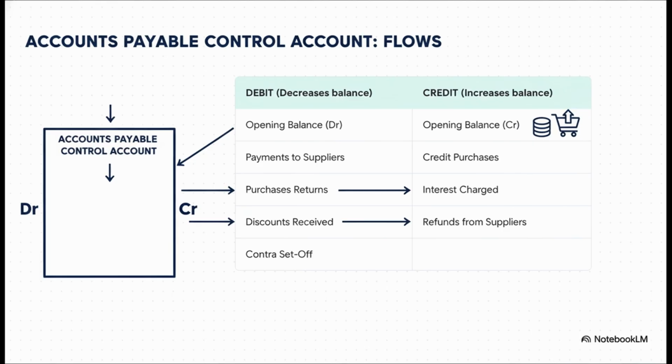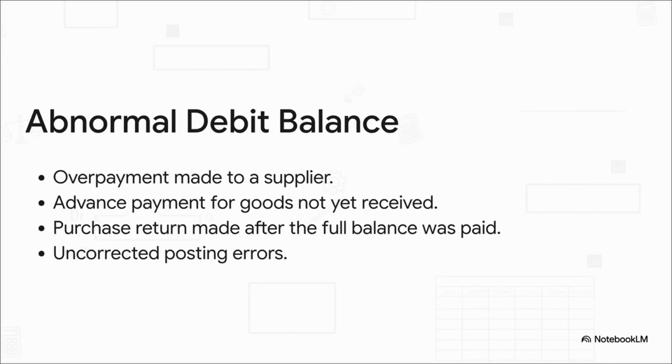That's things like when we pay our suppliers, return goods to them, or when they give us a discount for early payment. And just like the sales ledger, we can get an abnormal balance here too. A debit balance in this account means a supplier actually owes us money. It might sound a bit strange, but it happens for similar reasons. Maybe we overpaid an invoice, or paid for goods in advance, or we sent something back for a refund after we'd already paid them in full.